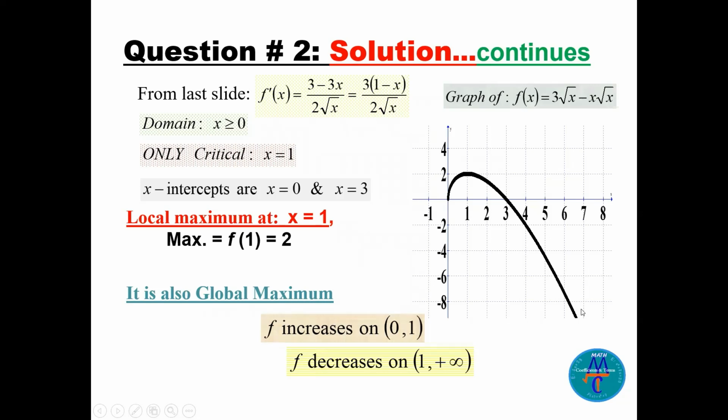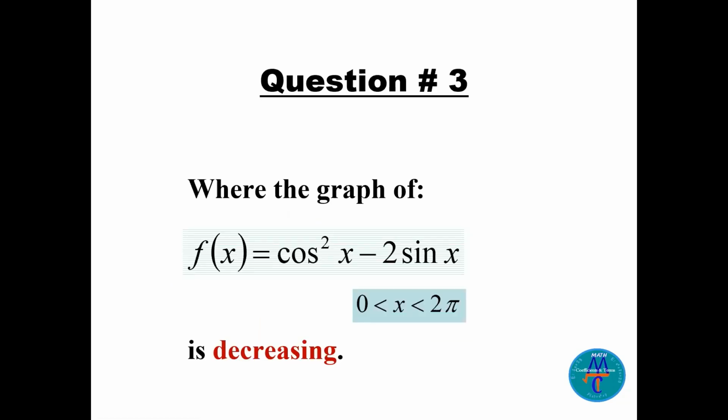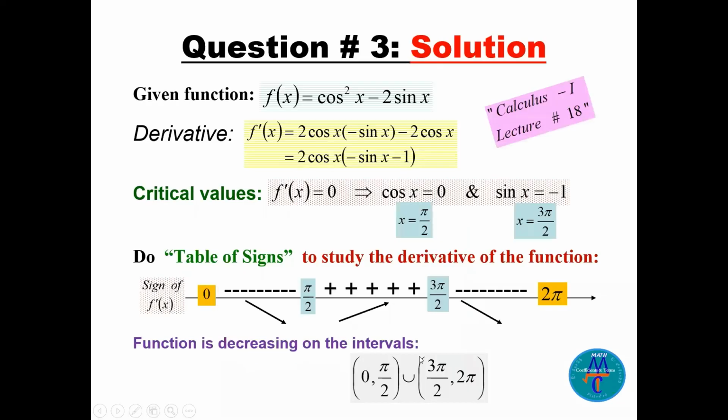to infinity. So this is question number 3, where the graph of the function f of x is equal to cosine squared of x minus 2 sine of x, x between 0 and 2 pi, is decreasing. This is a simple question. This is from lecture number 18 in Calculus 1. So let's find the derivative f prime of x.